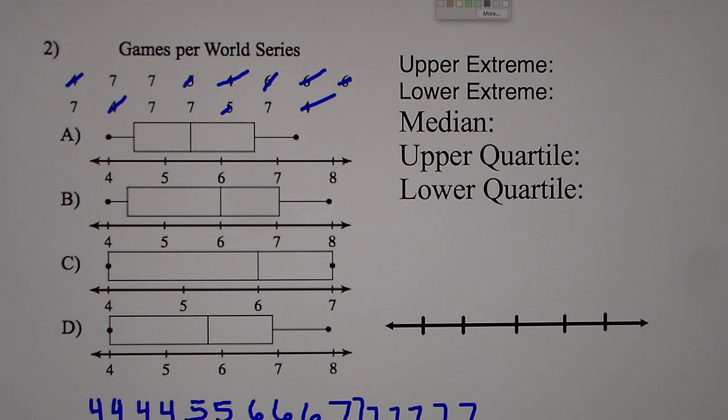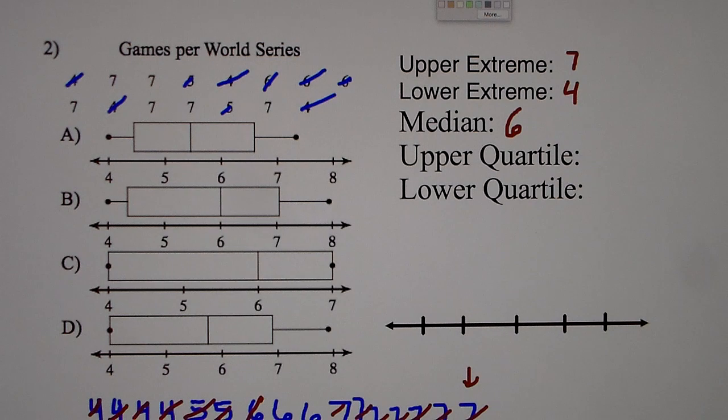Now to find, once again, the upper extreme is just the highest number. So our highest number here is 7. So our upper extreme is 7. The lower extreme is the lowest number in our data, which is 4. The median is in the middle. So what we do, we cross them out. It's 1, 2, 3. 1, 2, 3. Cross, cross. We got 2 6s there in the middle, so our median is 6.